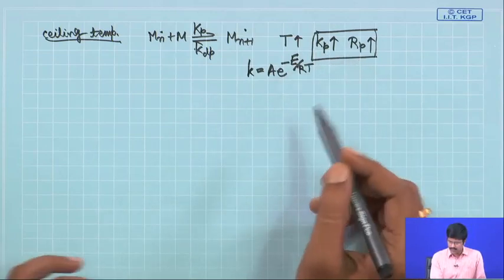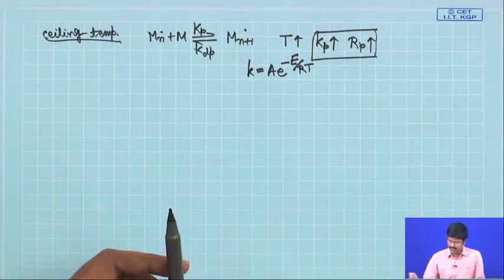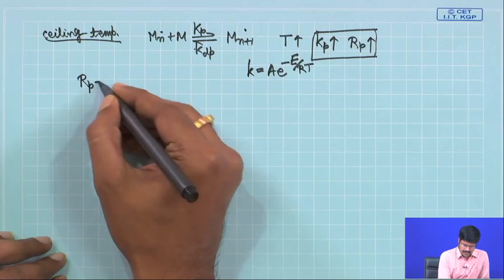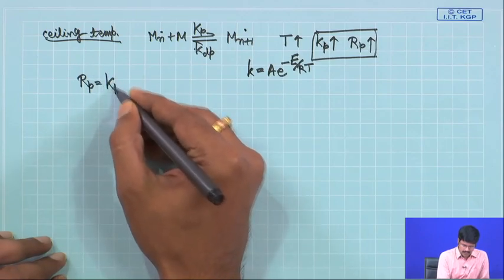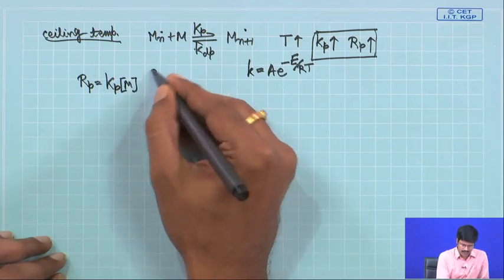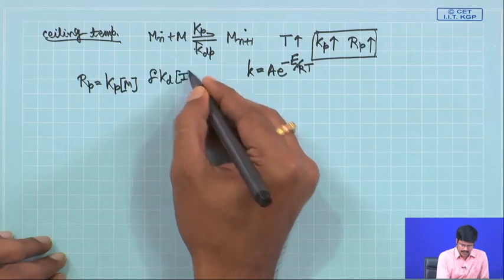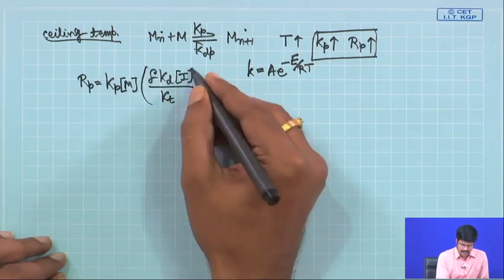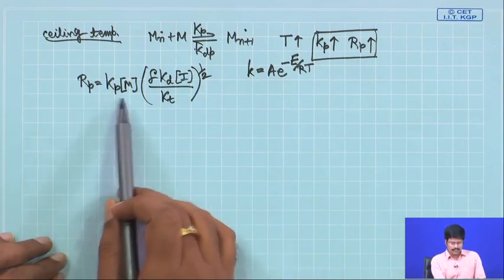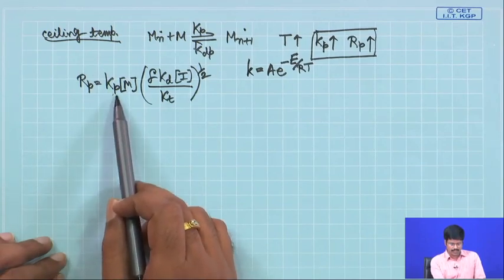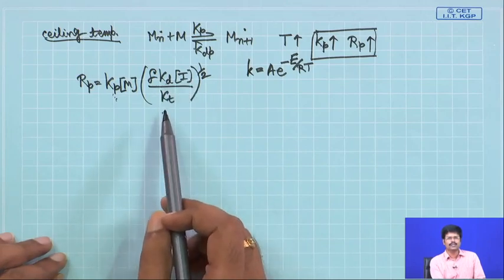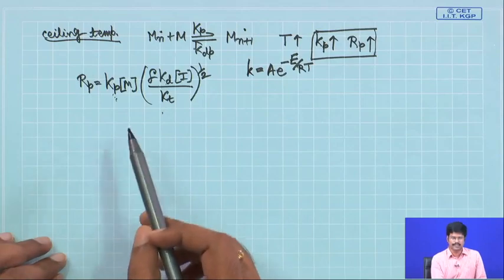But if you look at the expression of Rp, it is basically like this. You have Kp as the propagation rate constant, then the monomer concentration, and then f Kd I divided by Kt to the power half. This we had derived before. So, you see that Rp not only depends on Kp, the rate constant for propagation, but it also depends on the rate constant for dissociation of the initiator and the rate constant for termination of the polymerization reaction.